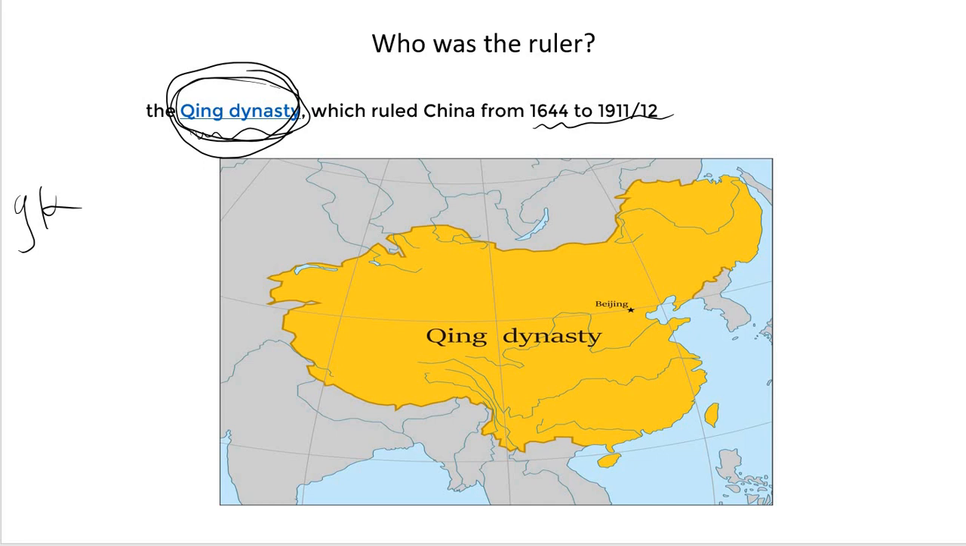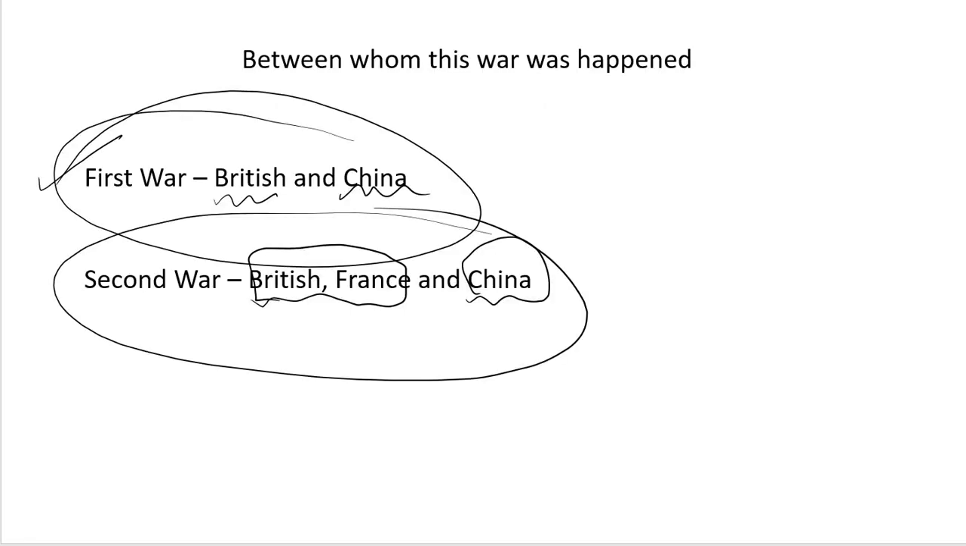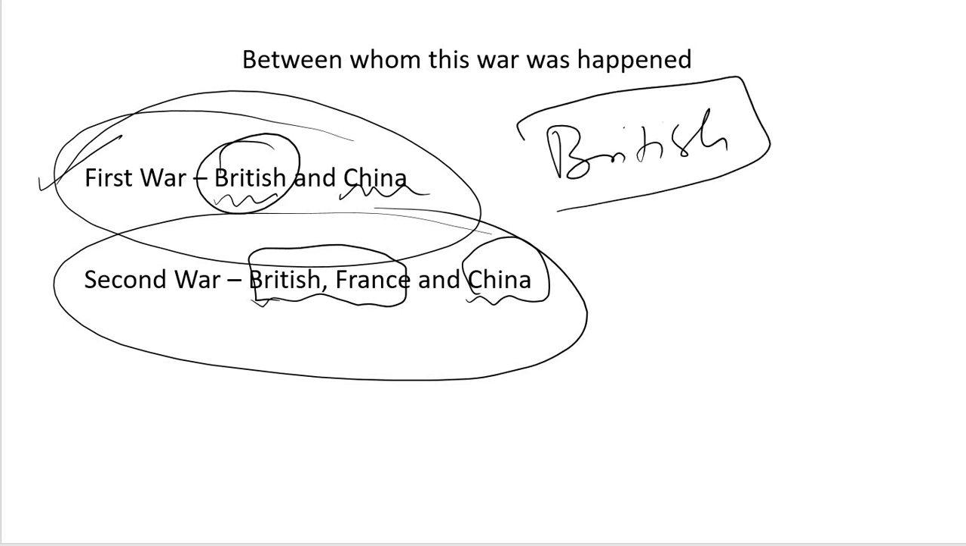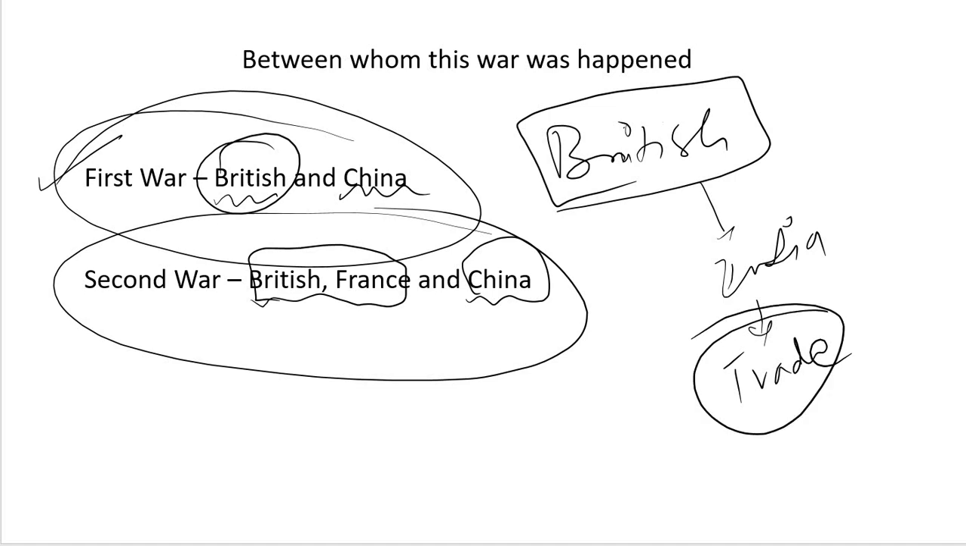Now we'll see the complete description of the Opium War. When it comes to the name British, I hope every Indian knows this name. How did the British enter into India? The simple reason was trade. Yes, they did the same thing with China. The British were trading with the Chinese people, that is, the Chinese country.